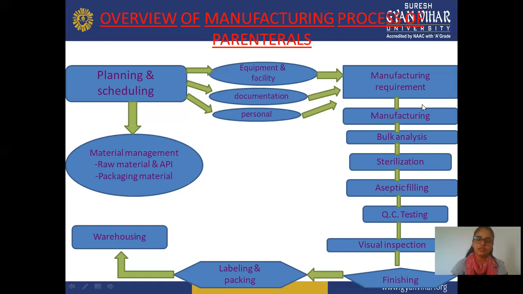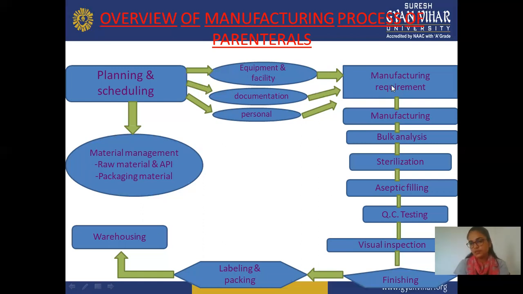anything that you have not set up. So next is manufacturing requirement. First you set up and make one list and make sure that all are fulfilled, or all you have for during manufacturing. And after this, next is the manufacturing. Means after fulfilling all the requirements, you start manufacturing of your formulation.